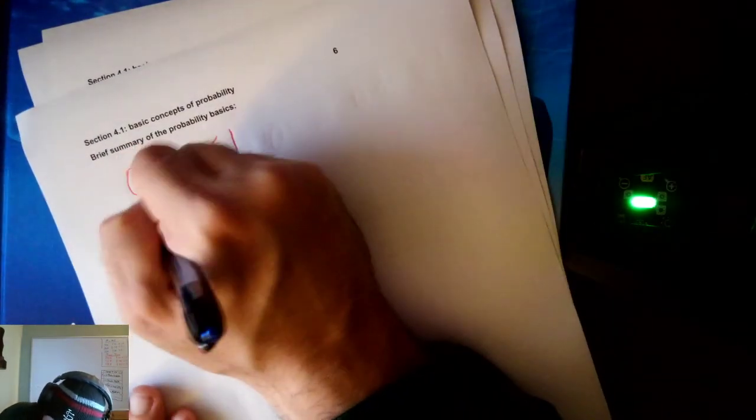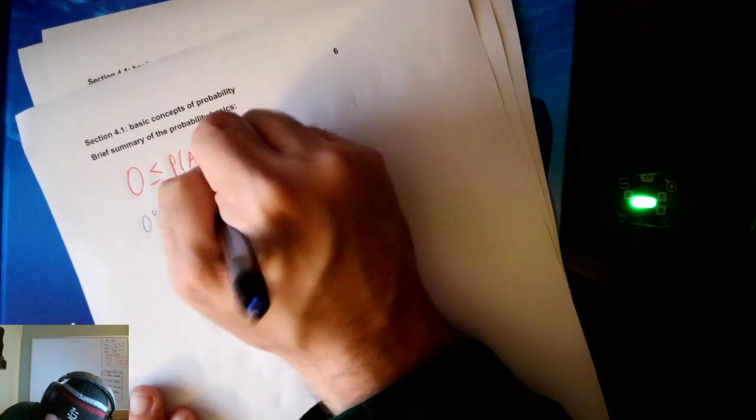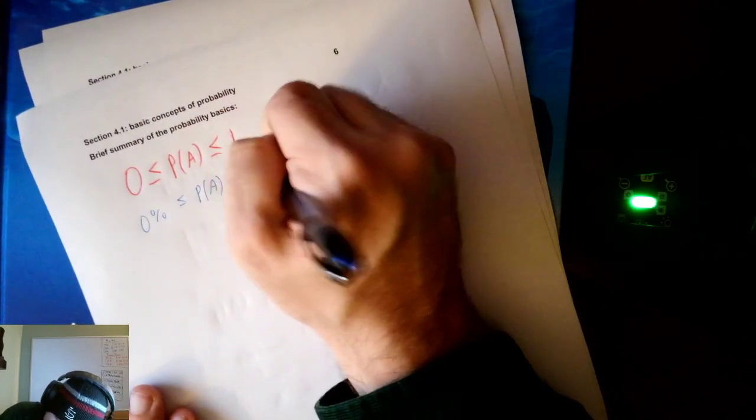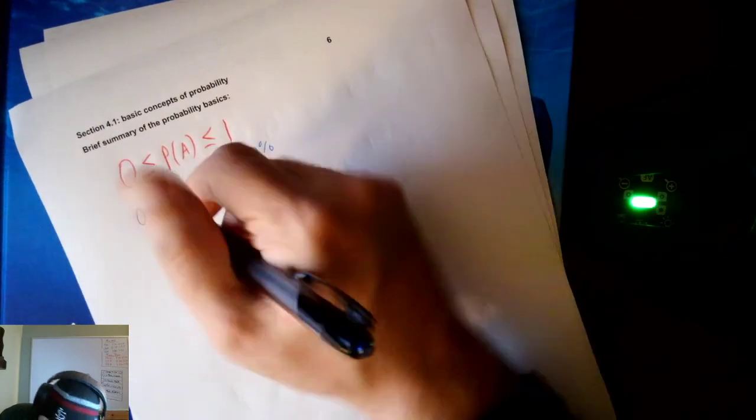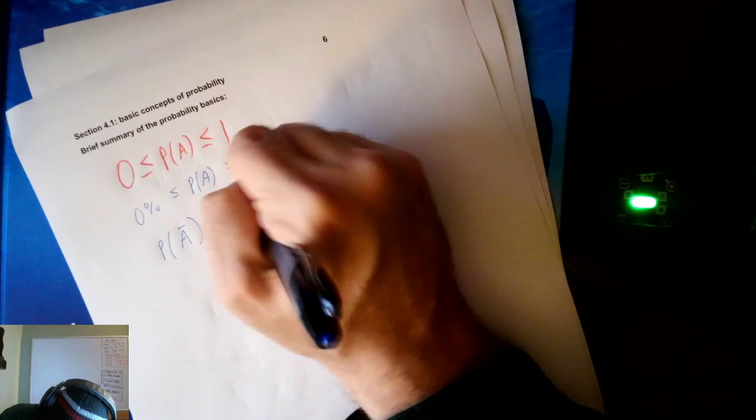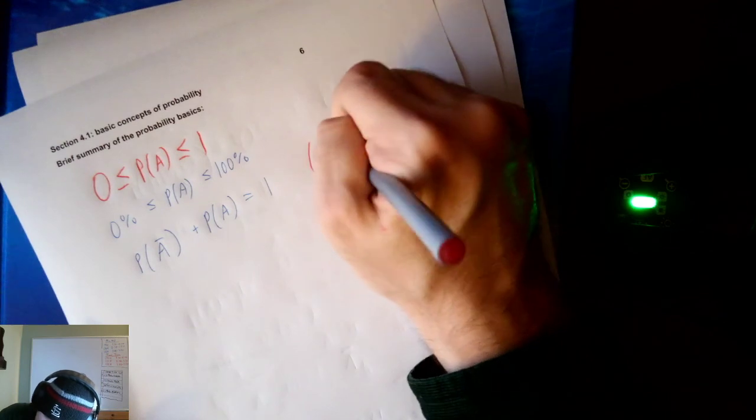And then we have a brief summary of some probability basics. The first, I've already said it, but I want to remind ourselves, is that probabilities can never be bigger than 1 or less than 0. They're always between 0 and 1. Or, if you prefer percentages, they're always between 0 and 100%. Now, another basic of probability is that the probability of the complement of A plus the probability of A should always equal 1, or if you prefer, 100%.